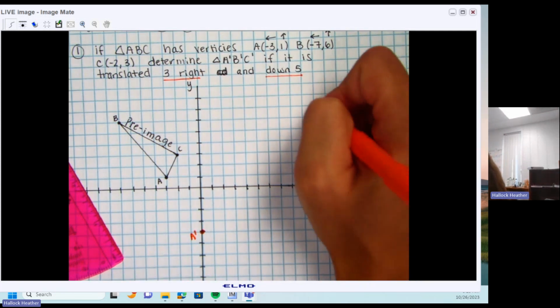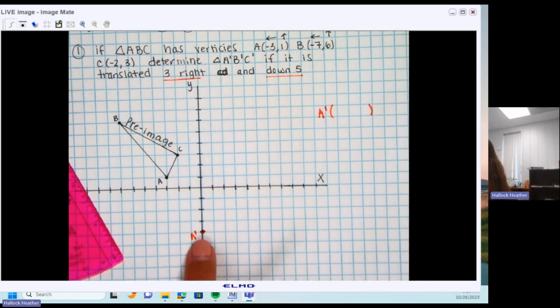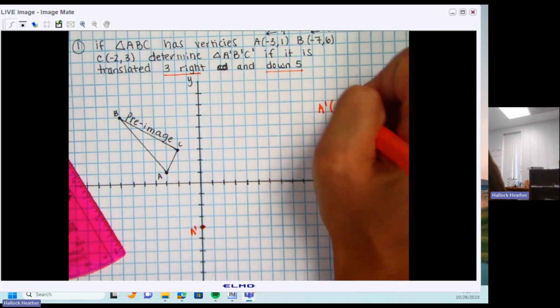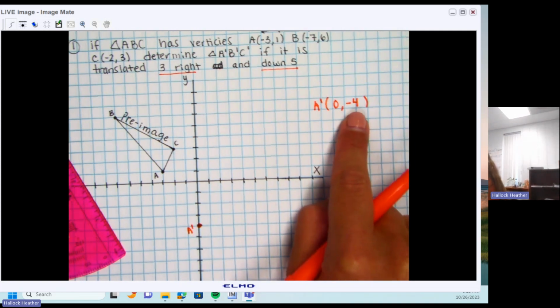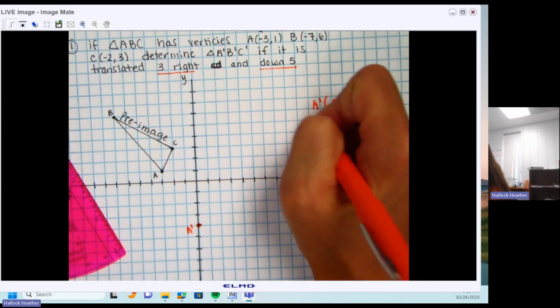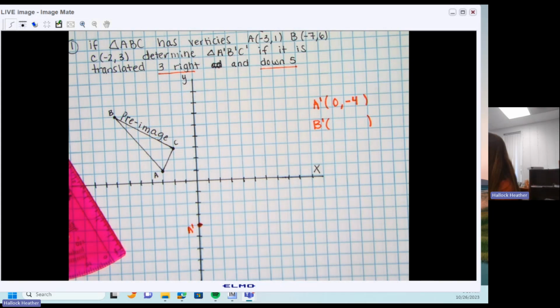Can anybody tell me the coordinate points of A prime? I know it's a little funky because it's actually on the y-axis. What would that coordinate point be in reference to 0, 0? Would it be 0, -4, or would it be -4, 0? 0, -4. So off to the side, write A prime is at 0, -4. This is kind of like the answers because it's the answer to your coordinate points. And then we're going to do the same thing for B. The prime just means that it's where it's shifted to, it's representing where the image is at.